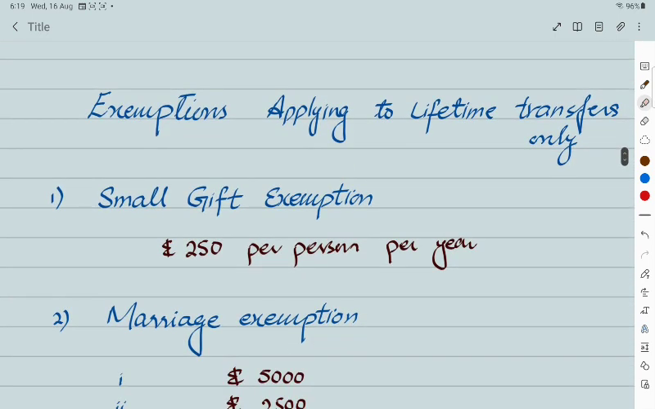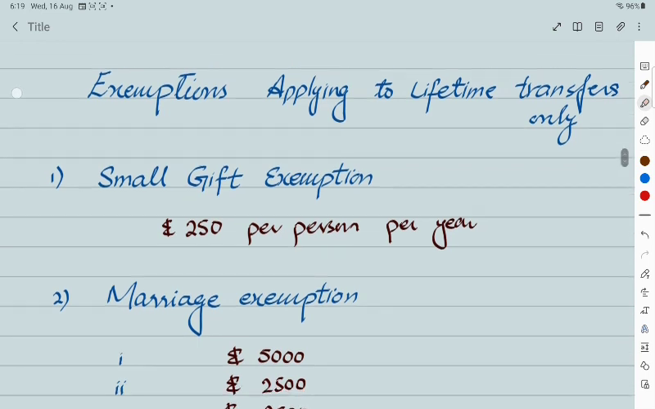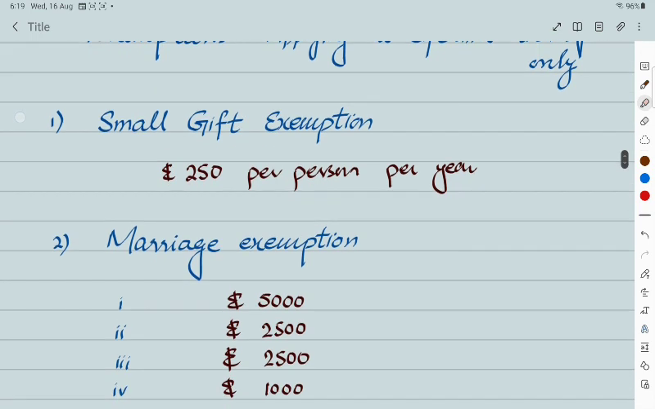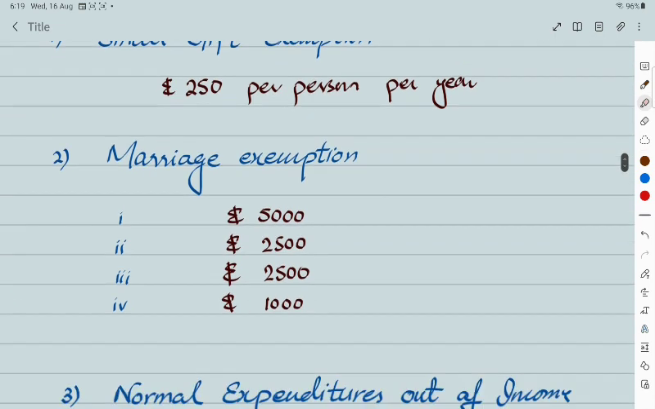Now we will discuss the exemptions that apply to lifetime transfers only. First is the small gift exemption. It is £250 per person per year. If any person makes a gift of up to £250 to a person in a year, that is said to be exempt, and this exemption is known as the small gift exemption.